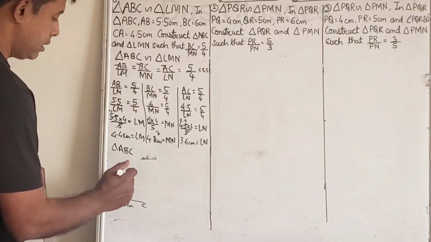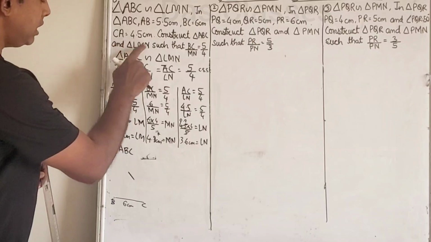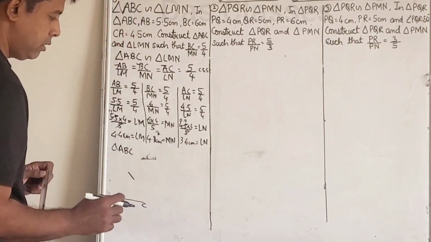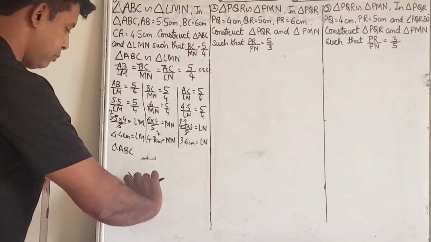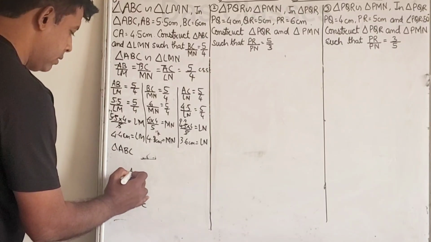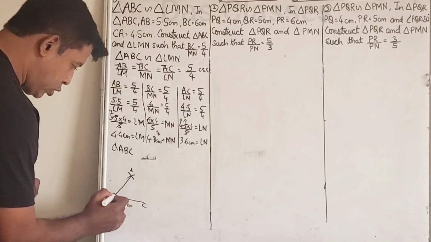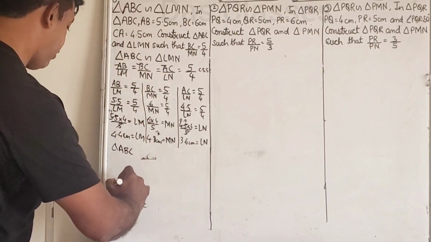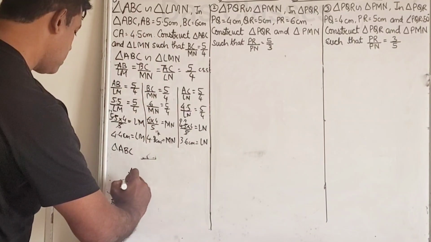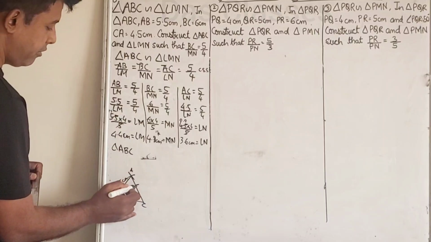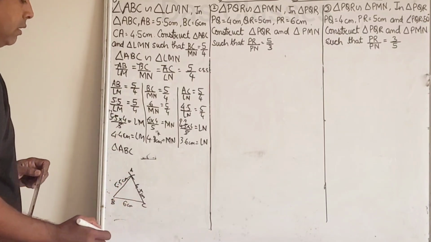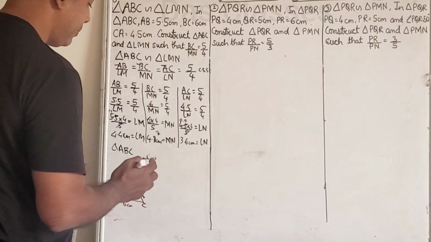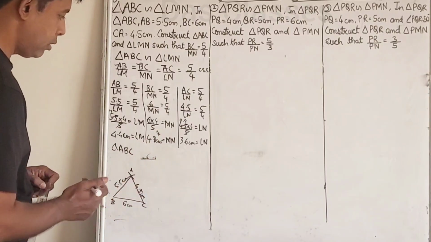This point is going to be A. A to C is 4.5. Again, you take 4.5 on the rounder and mark it from here. When I join these, AB is 5.5 centimeter and AC is 4.5 centimeter. This is how triangle ABC will be drawn.